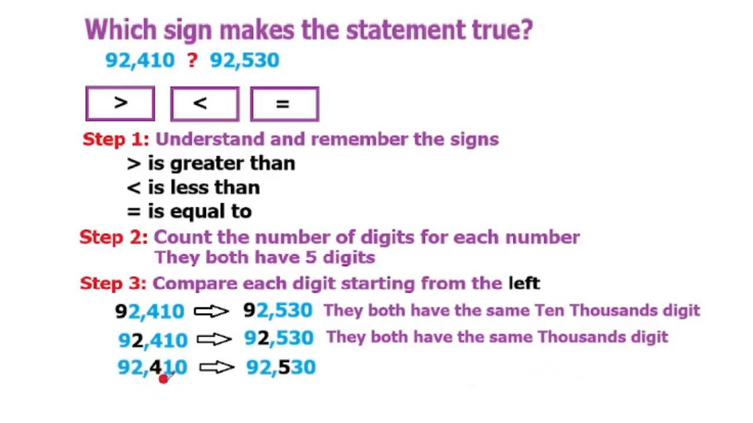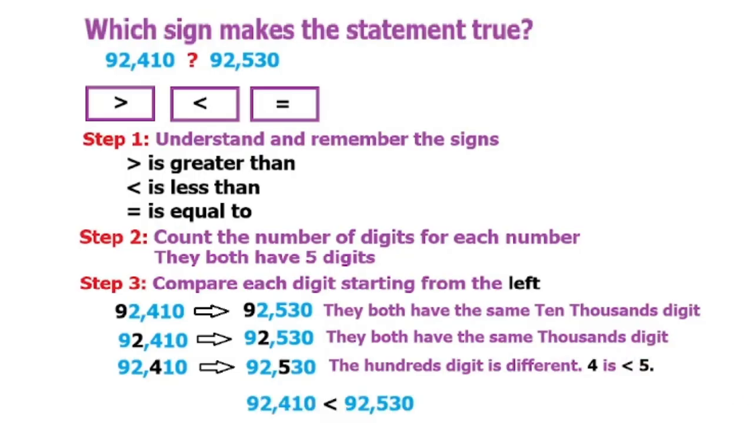Now we're comparing the 4 to the 5. Ooh, those are not the same. So the hundreds digit is different. 4 is less than 5, so we know that this number is less than this number. And that's what we wrote here. Now we can circle the correct sign for this answer, and it's the less than sign, which is right here.